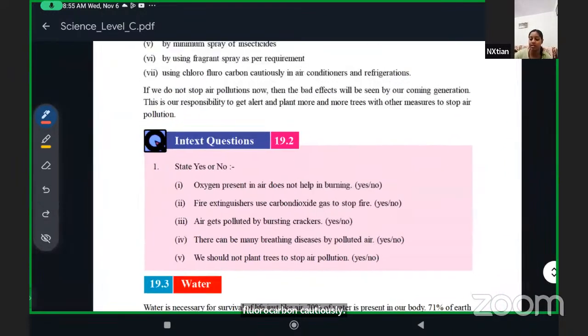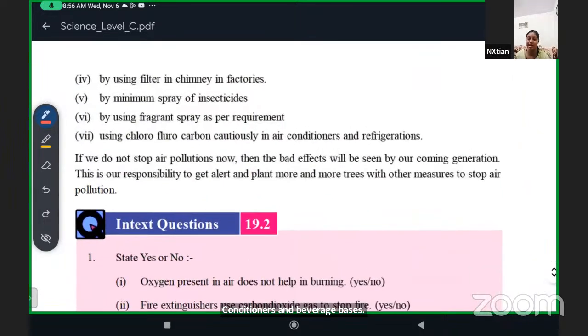So these are some precautions, some steps that we can take to control air pollution. If we do not stop the air pollution now, then in future our coming generations will have to face its consequences, its bad effects. So we should be alert and plant more trees and also take the other measures to control air pollution. Any doubts still here?